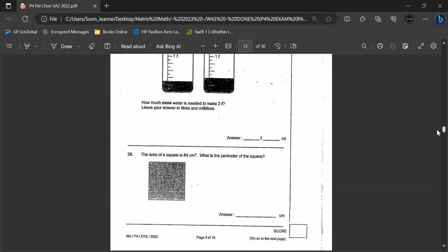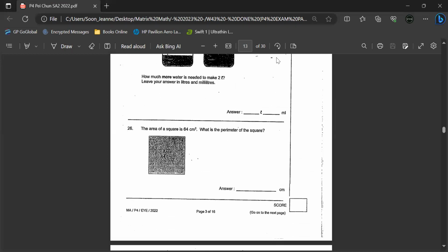Okay, question 26 says that the area of a square is 64 square centimeters. What is the perimeter of the square? So what it means, right? You know that the formula for finding area will be length times breadth. So area equals length times breadth. Or in this case, if this is a square, it's actually length times length.